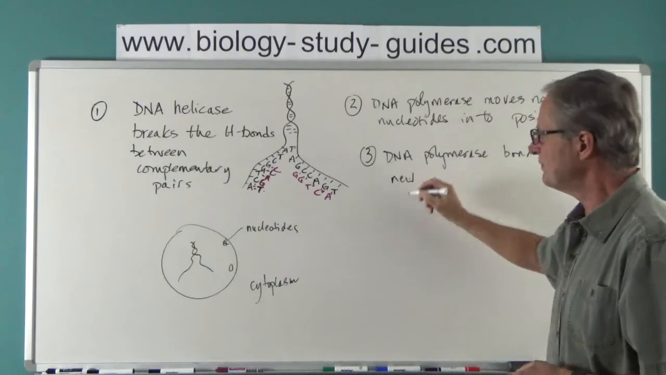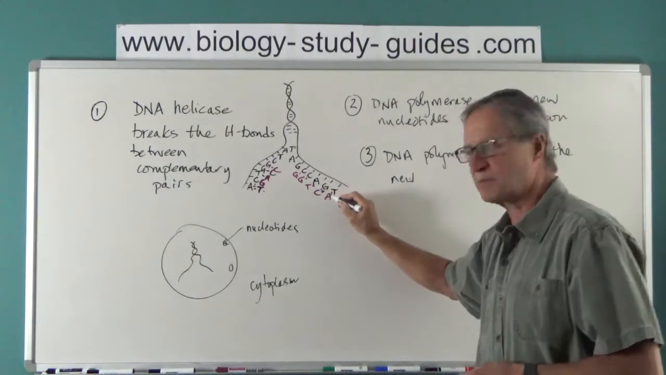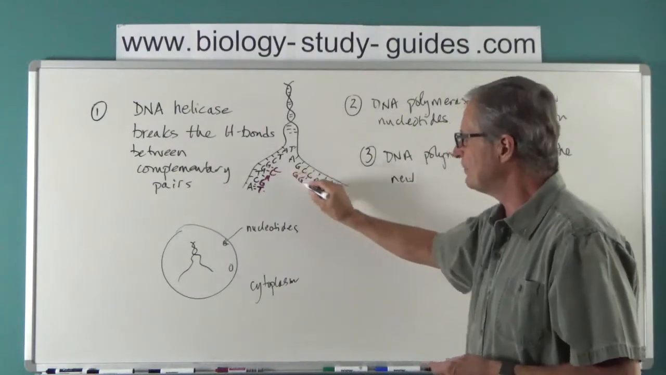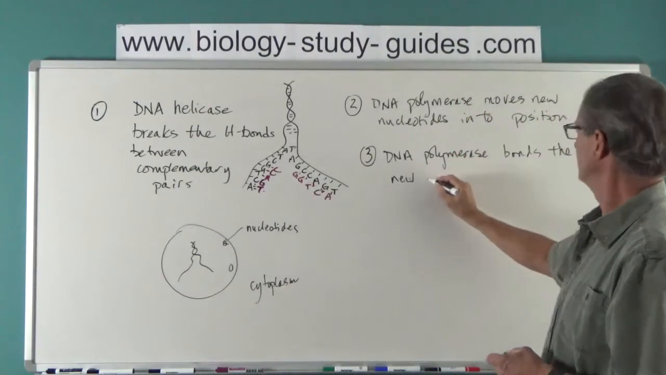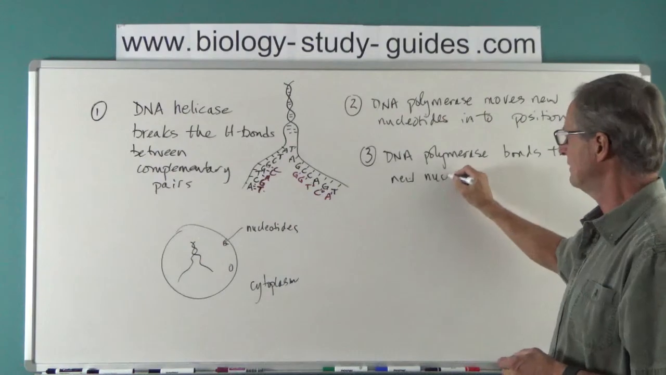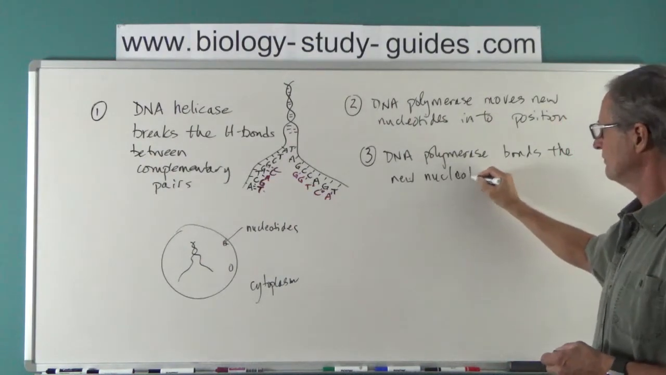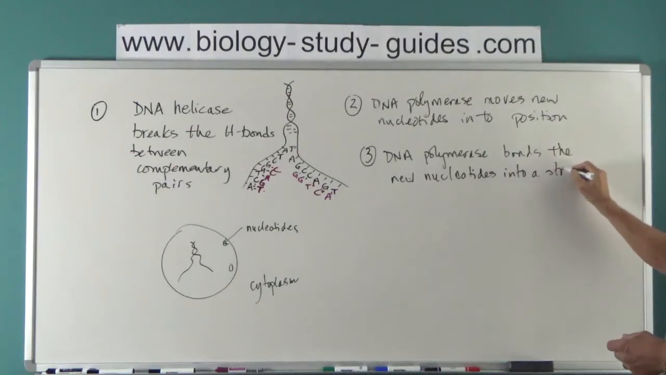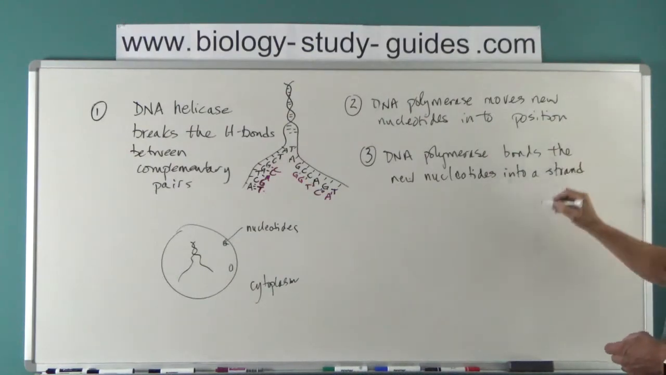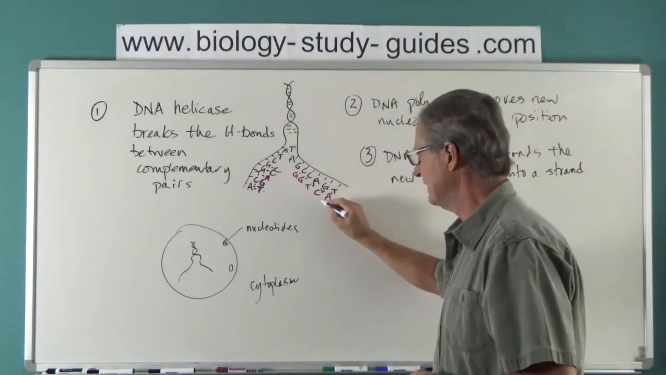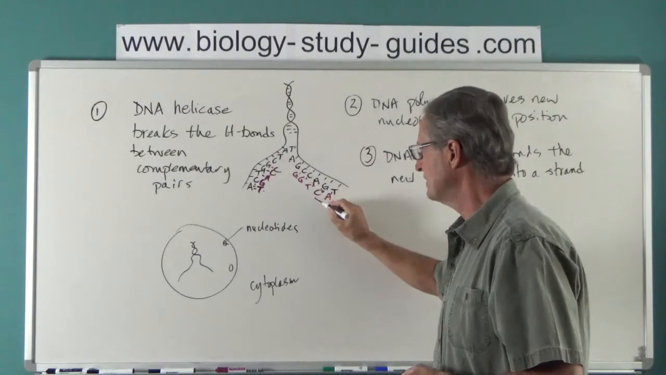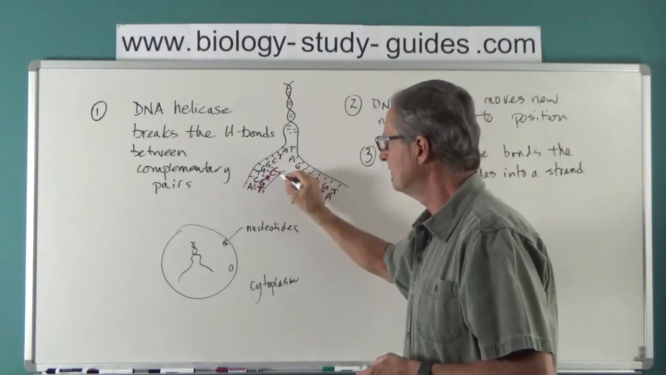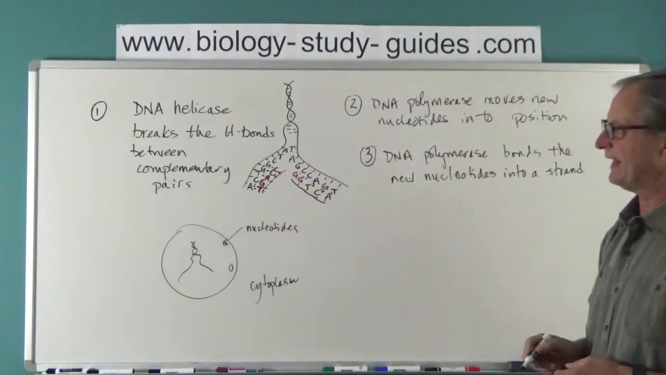And what happens quite simply is, once these are in the correct position, DNA polymerase bonds them together to form another strand. So it bonds the new nucleotides into a strand. So we have this happening. This one then bonds to this, to that one, to that one, to that one. They all bond together like that.